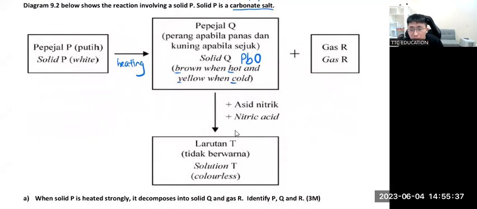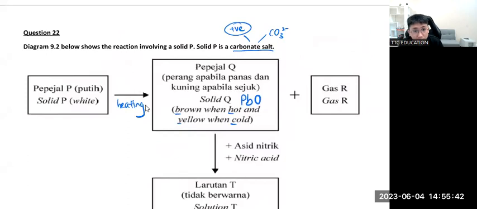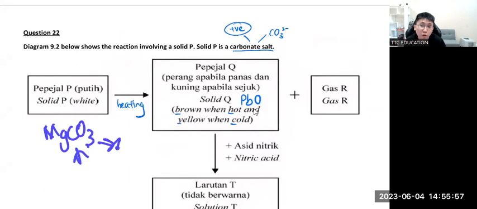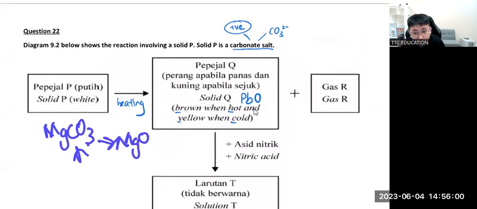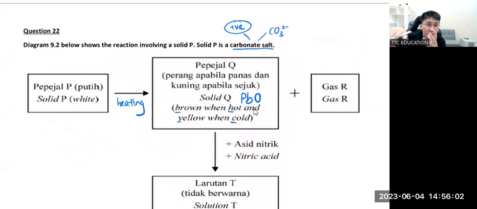Identify P, Q, R. What we know from here, guys, is that since after heating you get PbO, solid P also has Pb. If not, how are you going to get PbO at the back? Teacher, what if solid P is MgCO3? Cannot be, because if I heat MgCO3, I will get MgO, and that is not brown when hot, yellow when cold. So you do reverse analysis. Because of the presence of PbO, I know my P also has Pb2+.